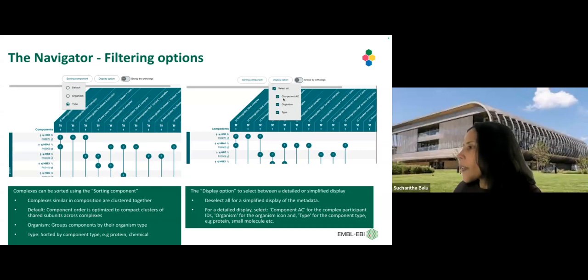And then if you add the component accession, it adds back the UniProt identifier under the protein in this case. And if you click on the organism, you see this little human icon. And if you click on type, I'm not sure how visible it is, but this icon tells you it's a protein, and we have a little ring structure if it's a small molecule, and so on.